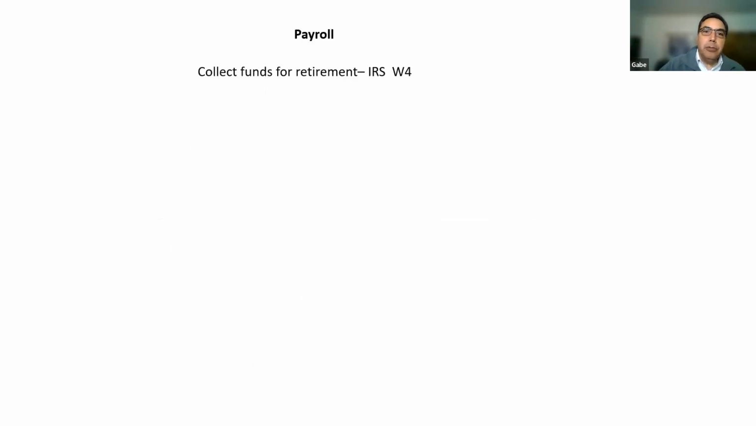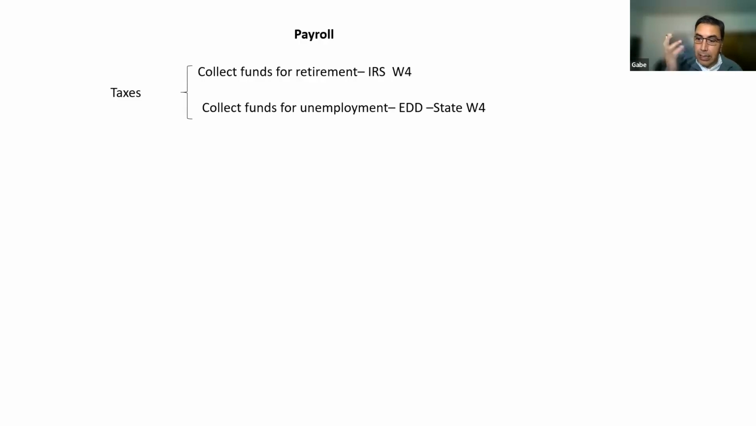Payroll is important because you collect funds for retirement through the IRS, and they tell you that in the W-4. And you collect funds for unemployment through the EDD and the state. They tell you that in the W-4 too. So those are your taxes. The responsibility with payroll is that you collect taxes. You withhold taxes for the employee and for the employer. That's the important thing on payroll.